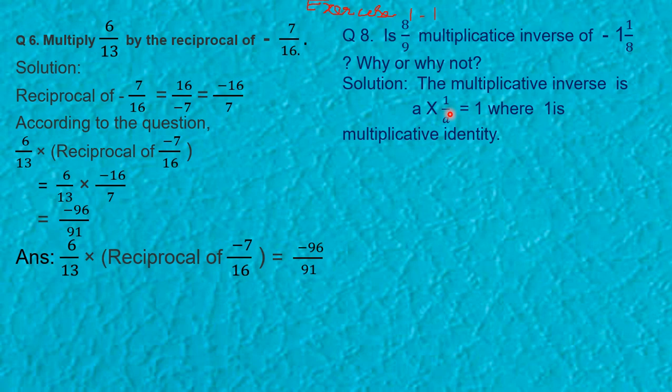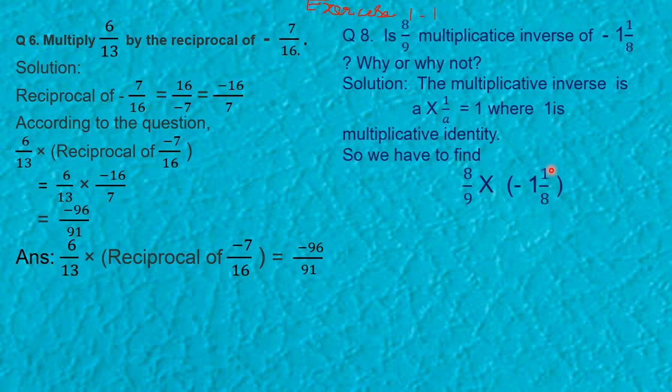So what we have to check? Whether 8 by 9 is the multiplicative inverse of minus 1 by 8. So what we have to write here? 8 by 9 and minus 1 by 8. If we multiply these two numbers and get the product 1, then only we can say that 8 by 9 is the multiplicative inverse. So let's check it out. 8 by 9 multiplied by minus 1 by 8.